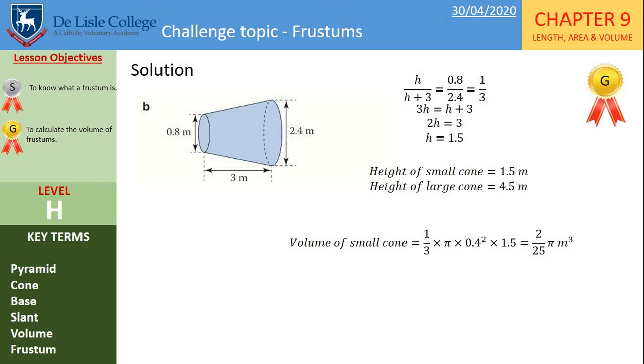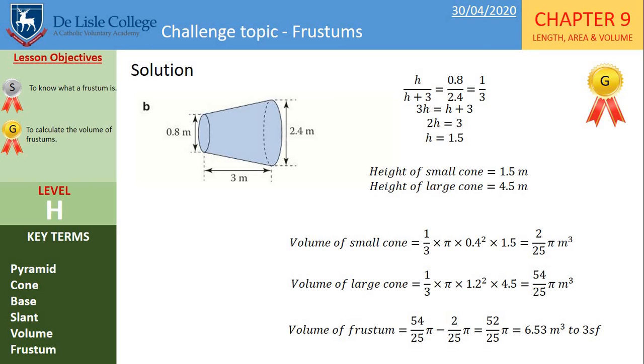So our exact answer in terms of pi is 2/25 pi. The large cone, again, make sure you've halved the diameter to get the radius of 1.2, and that gives you 54/25 pi. Subtract them, and as a decimal answer to 3 significant figures, we have 6.53 metres cubed. Again, well done if you've got this.